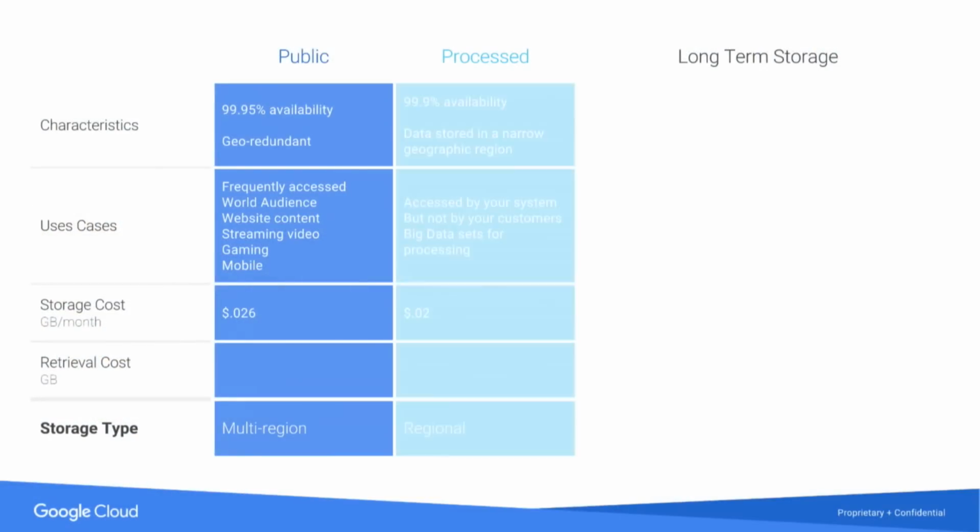So publicly available data, perhaps I'm going to store it multi-region, geo-redundant, high availability, and it comes with a storage cost of about 0.026 cents US a gigabyte per month. Processed data, so this is data that perhaps I want to keep local, keep somewhere close to my applications, and stored within a region. So a narrow geographical region within a country, if you like, but split across zones, so I do have some redundancy there.